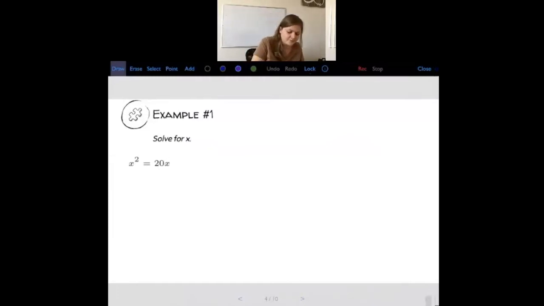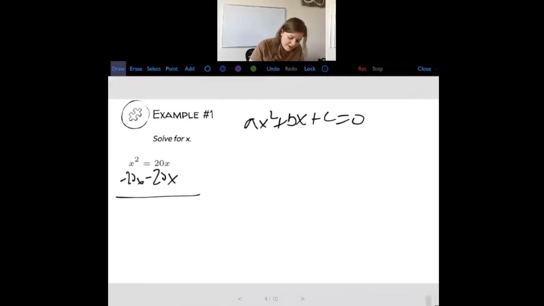So recall that we need this to be in the form of ax squared plus bx plus c equal to 0. So we need our equation set equal to 0, meaning one of these terms, the x squared or the 20x, needs to move. I recommend, whenever possible, keeping x squared positive. So in this case, I would move the 20x to the other side. So we'd have x squared minus 20x equals 0.